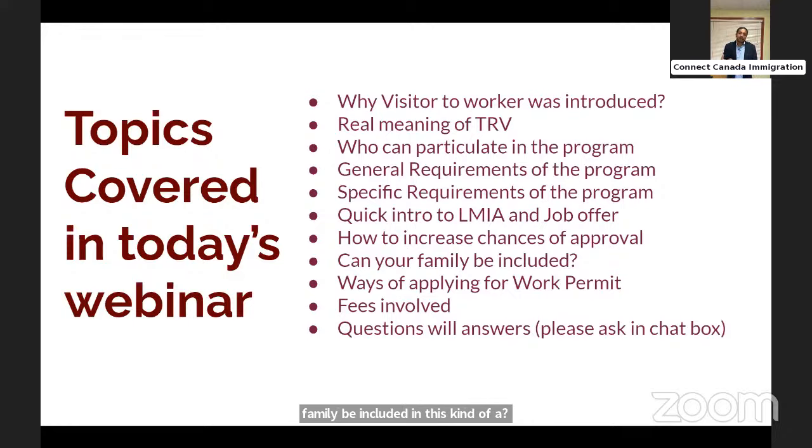What are the ways to apply for this kind of work permit from visitor to worker? What are the ways we can do it? What are the government fees involved? We can discuss that. And then question and answer. You can ask me questions and I can answer them. This is going to be a quick session. It's not going to be in much detail, but I will try to cover everything in this session.